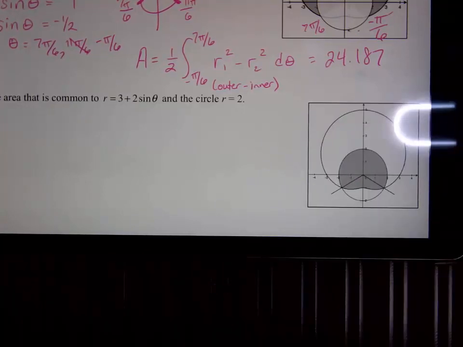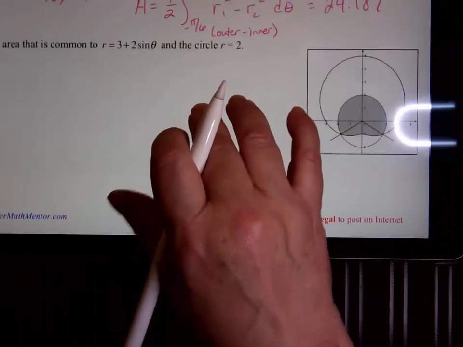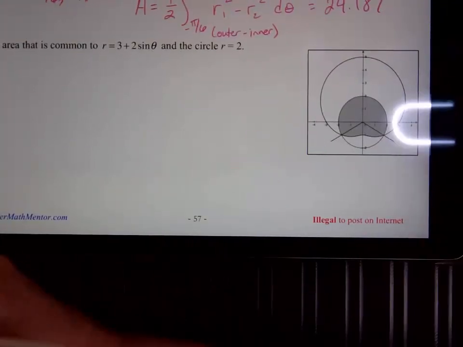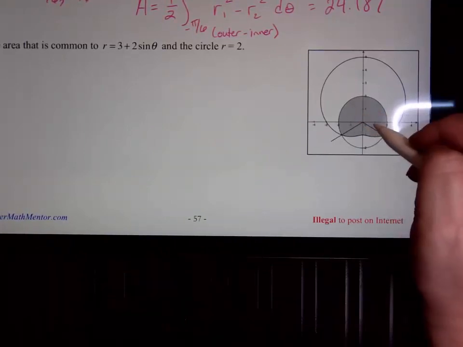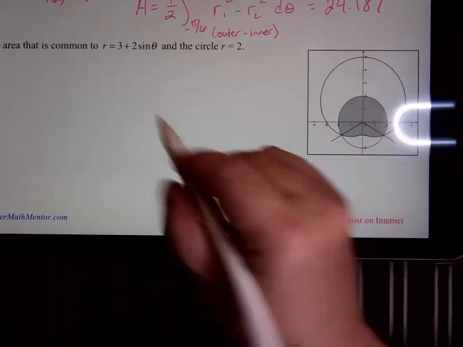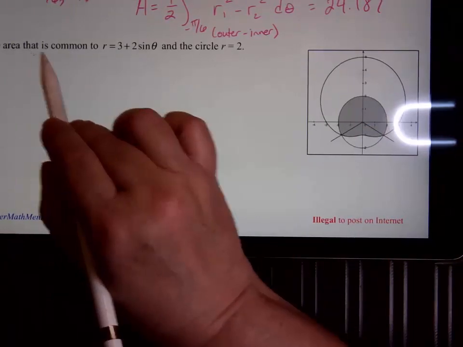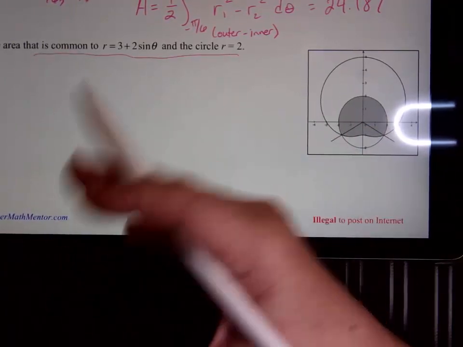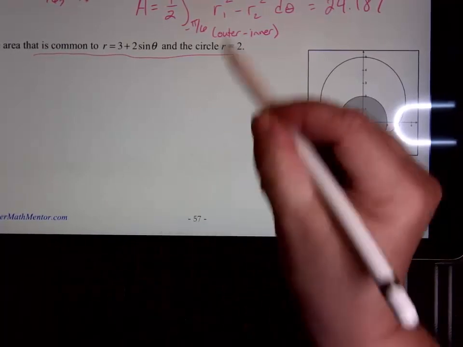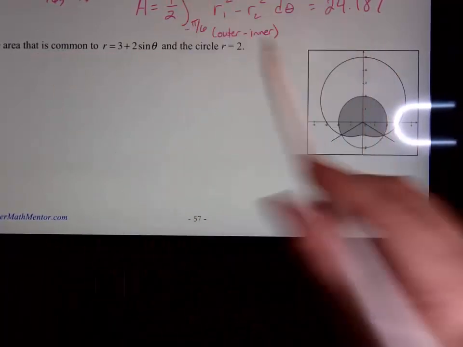Next problem. These are the same two curves, but in this case, I want this shaded part. They will never give you a sentence like this without a picture to go with it. There's no guesswork. You know which area they're talking about, okay? So they will give you something like that.